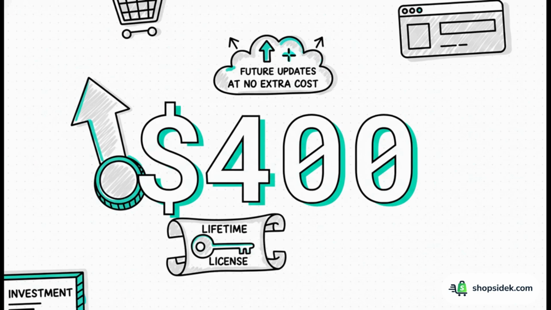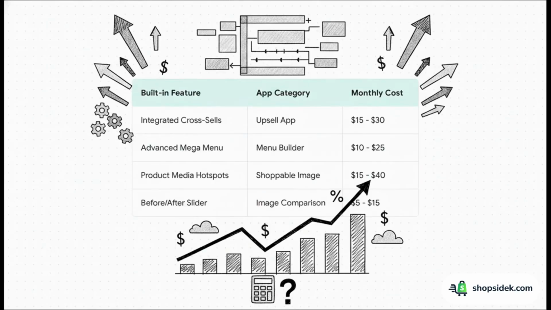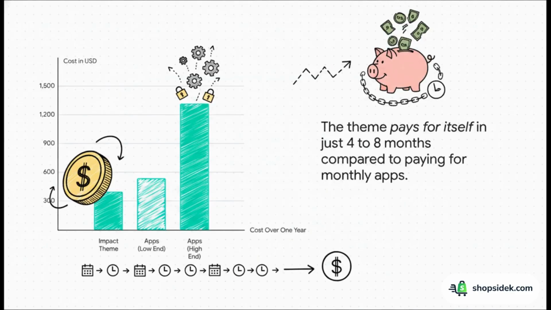You pay it once, you get a lifetime license, and, this is key, you get all future updates included. Forever. For free. All right, now check this out. If you wanted to get just a few of Impact's built-in features using separate apps, well, the costs start piling up fast. An upsell app? That's maybe $15 to $30 a month. A good mega menu app? Another $10 to $25. Before you know it, you're looking at anywhere from $45 to over $110 every single month.